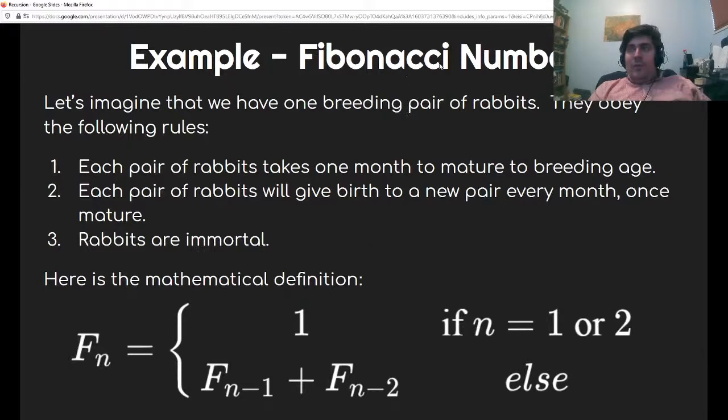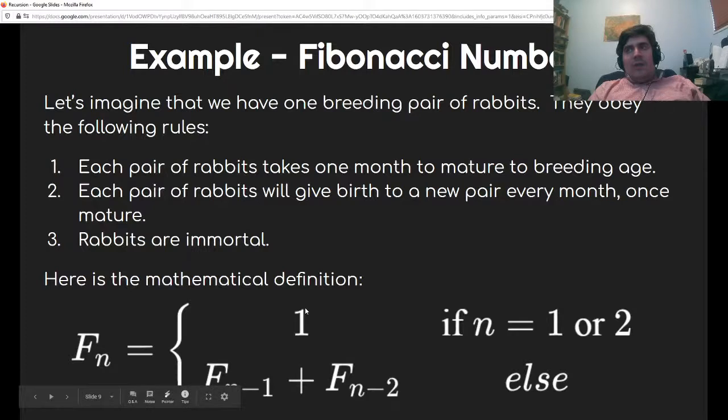So the Fibonacci numbers problem was originally stated in terms of pairs of rabbits, and so each pair of rabbits takes 1 month to mature to breeding age. Each pair of rabbits will give birth to a new pair every month once mature, and rabbits are immortal. So that means that we don't have to subtract any dying rabbits at any point. So for the first month, they're young rabbits. For the second month, they're mature rabbits, but they haven't given birth yet. So in the third month, they're going to give birth.